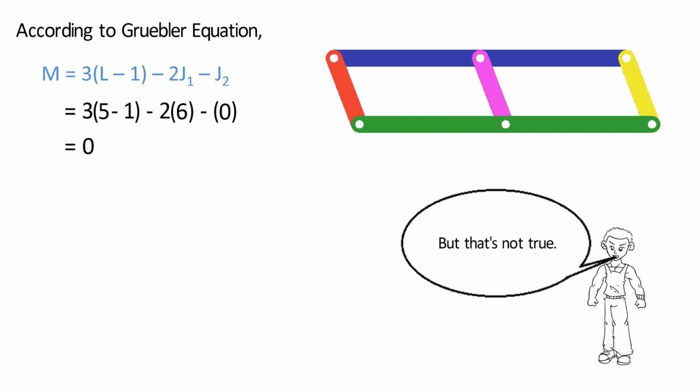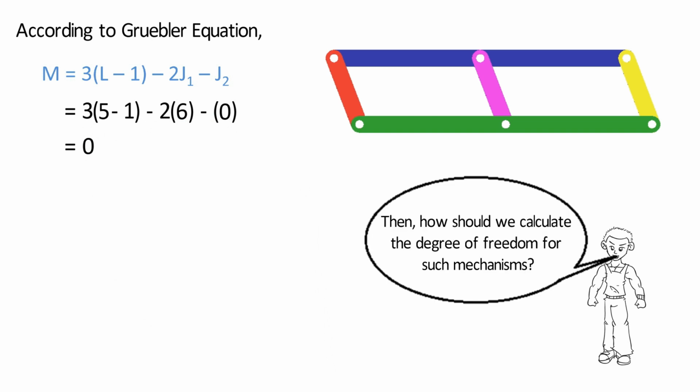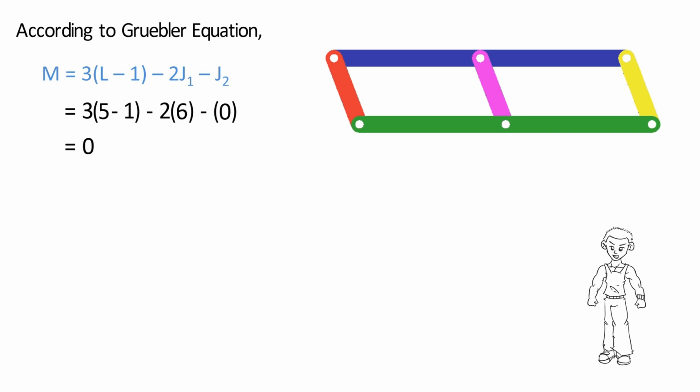But, that's not true. The degree of freedom for this mechanism is 1 in actuality. Correct. This inconsistency in the result is caused by the presence of redundant links in the mechanism. Then, how should we calculate the degree of freedom for such mechanisms? For that, before using the Grubler equation, you need to remove the redundant links from the mechanism.